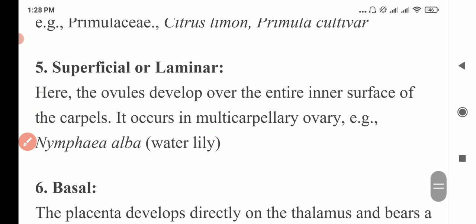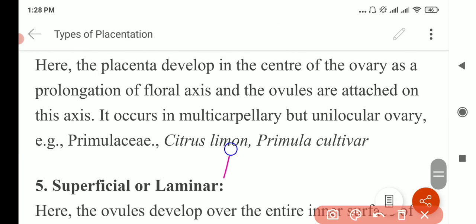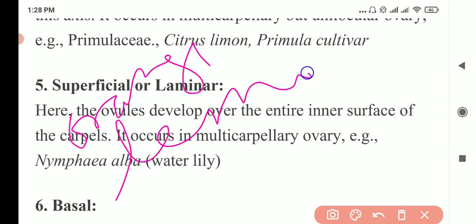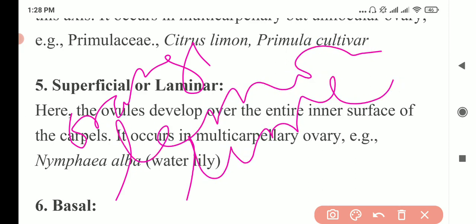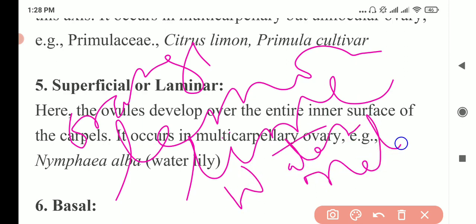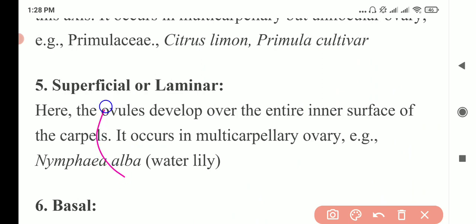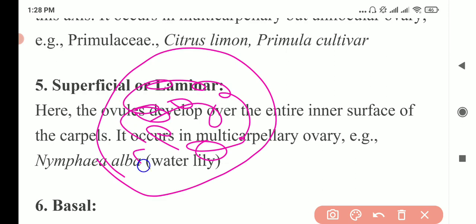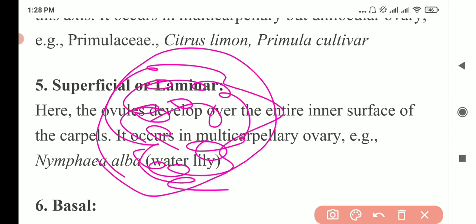Now let's see the superficial one. If you've all cut a lemon or an orange, or even a watermelon, let me start with the watermelon. If you cut it, you see so many seeds, no? So many seeds inside. From where it starts, from where it ends, nobody knows.